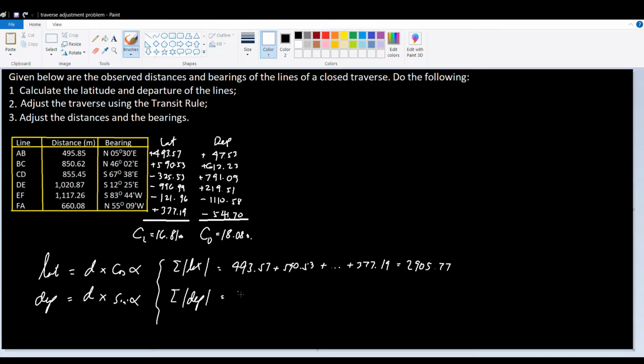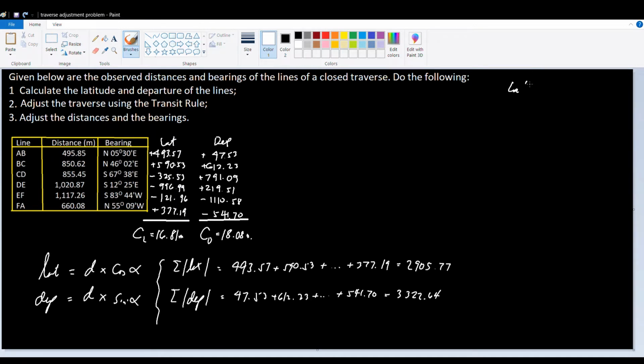Summation of the departures, that will be 47.53 plus 612.23 plus and so on and so forth plus 541.70, and that should give us 3,322.64. Okay, so the departure corrections, or rather we start with the latitude corrections.